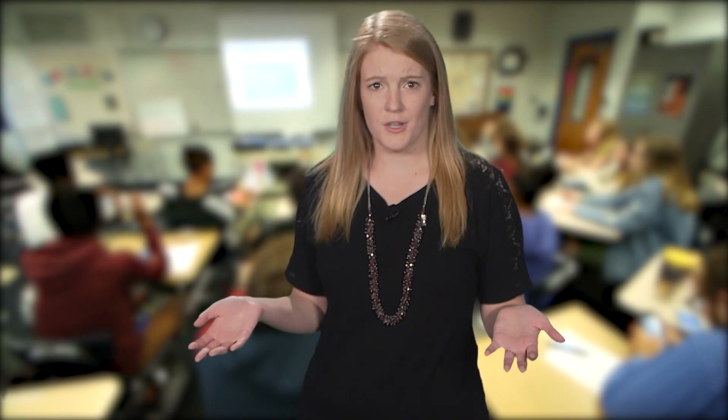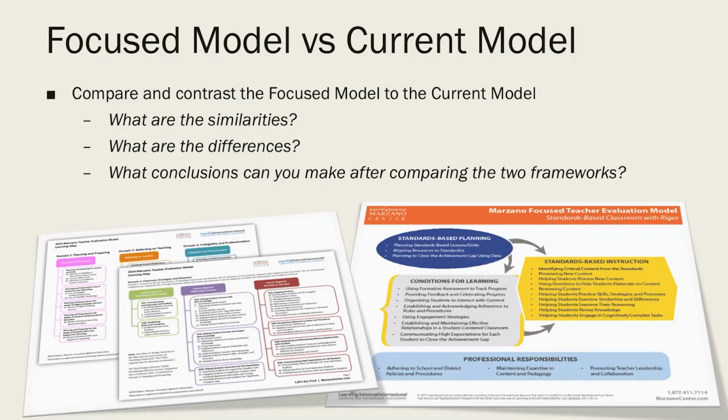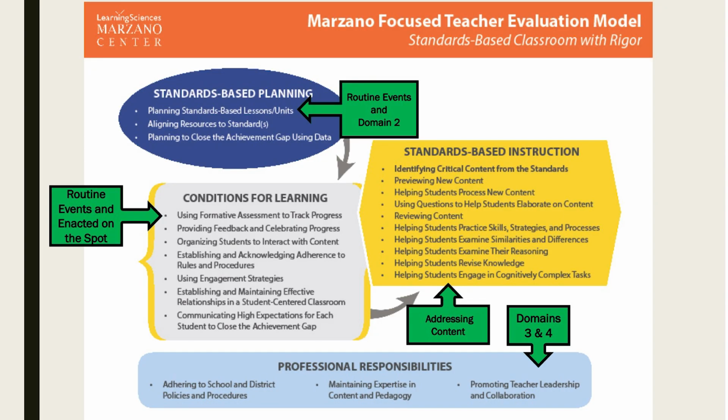So what are the similarities between the new model and the older one? Some similarities you might notice: there are still 4 domains. Each of the domains includes elements. Some elements from the old model are the same, such as critical content. But what are some of the differences? We are moving from having 60 elements to 23 elements. Planning and instruction is based on standards. There are no longer numbers next to the domains and elements. All 60 elements from the old model are still represented within the 23 elements of the new focus model.